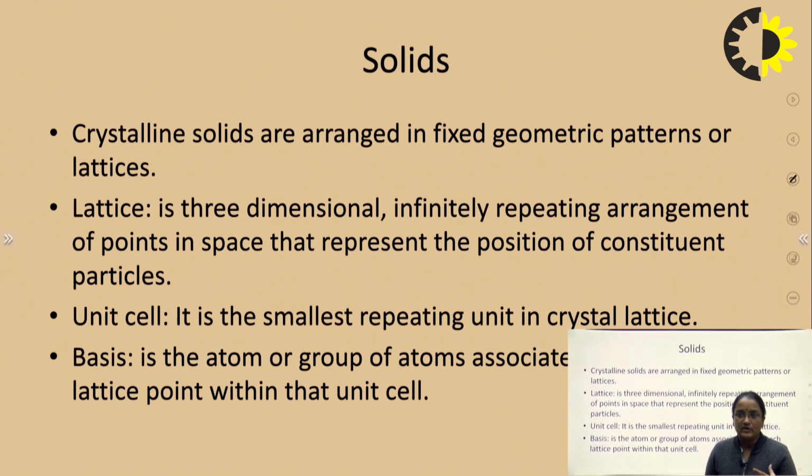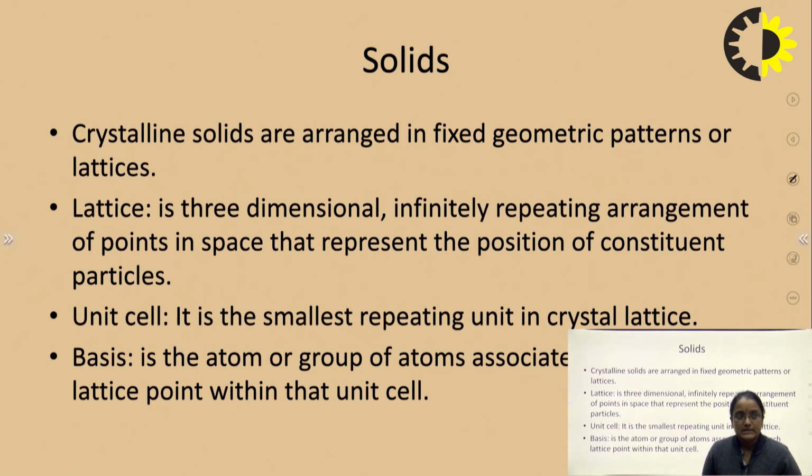terms that are required for the basic understanding of the types of solids, which are lattice, unit cell, and third is the basis. Now, what is lattice? Lattice is a three-dimensional, infinitely repeating arrangement of points in space that represent the position of constituent particles. That means it is a three-dimensional structure which is formed by repeating a particular unit, forming a crystalline structure, or we can say a space of 3D structures.